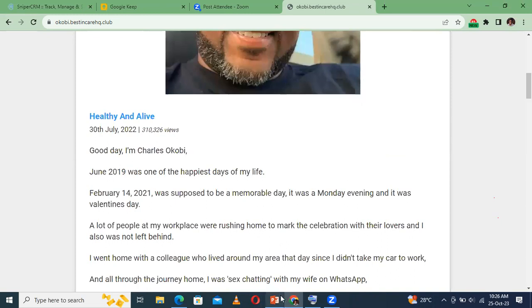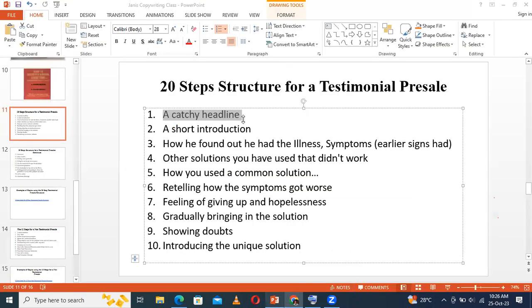For the second part is a short introduction. This part is just the part where, why is it not highlighting? Sorry, Control Z. Yeah, so the second part is short introduction. Number 2, this is number 2 where I put my cursor. This part is just the part where you introduce your character.